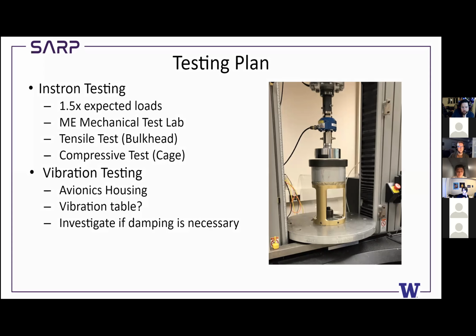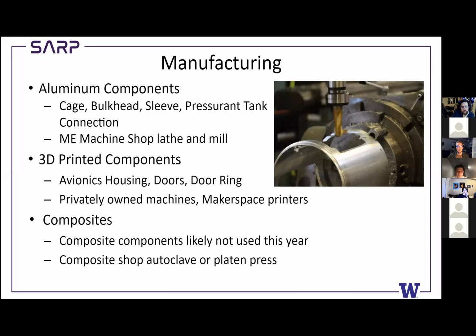All right, go ahead. There's manufacturing for any of the aluminum components. That'll be the cage, bulkhead, sleeve, and pressure tank connection. We'll be doing that in the ME machine shop or the space that we have now. All we need is the lathe and the mill here, along with some fun attachments for them, like an indexing head on the mill. And we've done all this before. We know how it works.